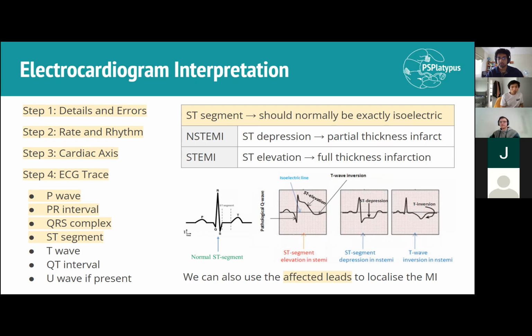Yeah, makes sense. So NSTEMI, you either have a depression or it's just kind of flat. Generally, it's a depression. This is going to indicate a partial thickness infarct, so not all the way through the muscle, or at least the tissue of the heart. STEMIs are going to be elevations, which is full thickness, so it goes across the entire tissue. Now, the main important thing is you can use which lead is affected to figure out exactly where the MI is, and then potentially implicate which artery has been blocked off and is causing that ischemia to happen.